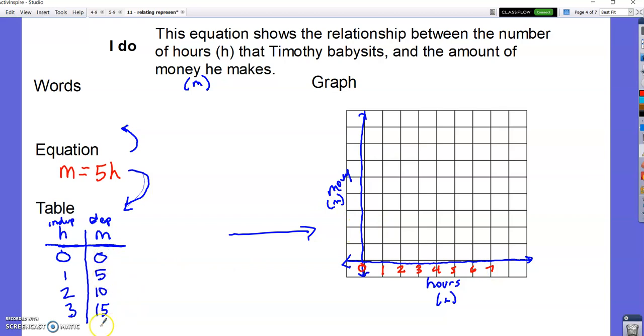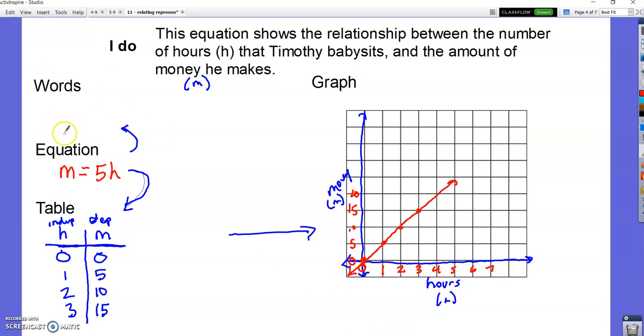And money goes by 5, so it's kind of easy sometimes if I notice that pattern. You don't have to go by 5s, but it can be easy to go by 5s. So I probably just will here. 5, 10, 15, 20, and so on. So no hours, no money. 1 hour, $5. 2 hours, $10. 3 hours, $15. And now, got my line, and my graph's complete.